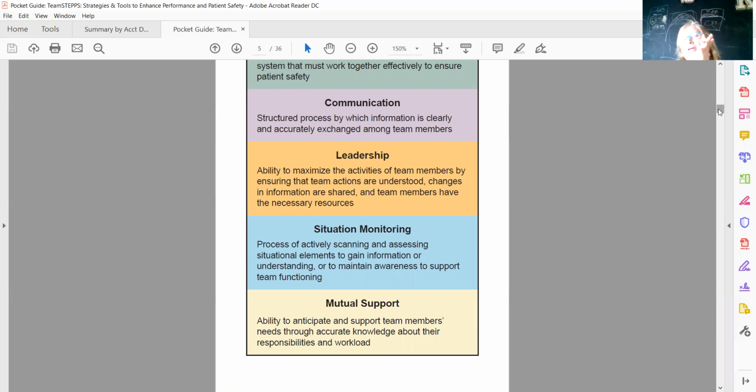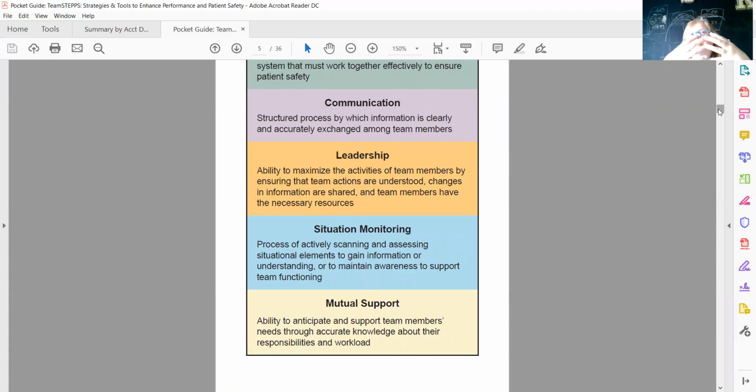Now, situation monitoring is so important. This comes right down to that patient safety agenda. And in situation monitoring, the focus really is that all of us have the responsibility to actively engage in surveying, monitoring, watching, scanning, and assessing all that is happening around us. And through that process, it's an analytical process where we are able to maintain that level of awareness to support how the team is functioning in the moment.